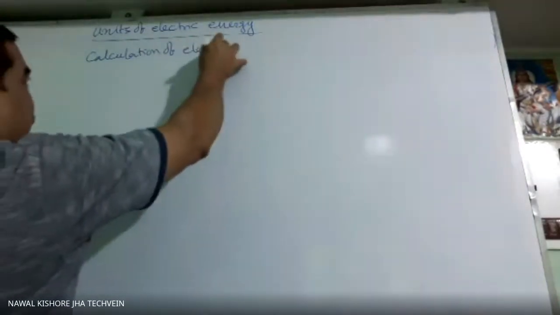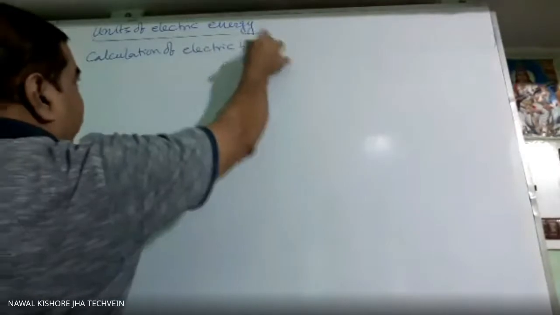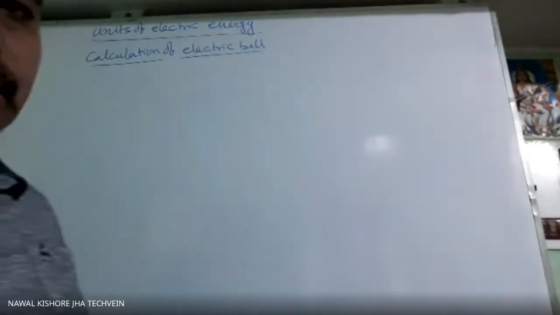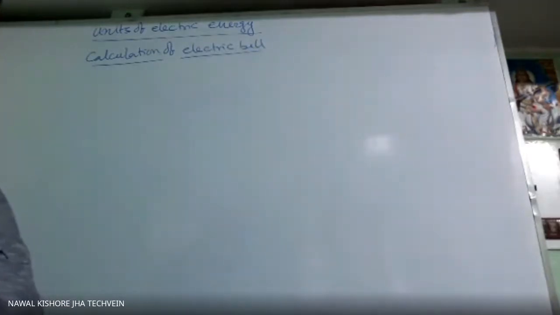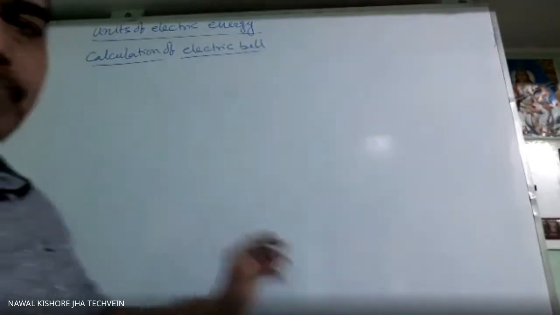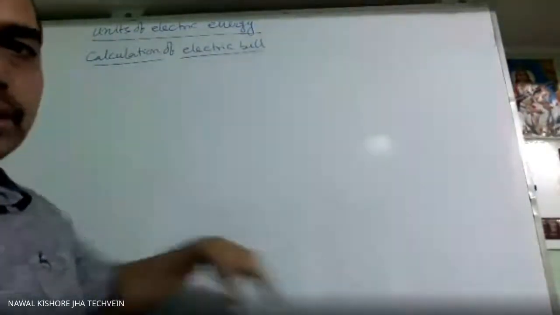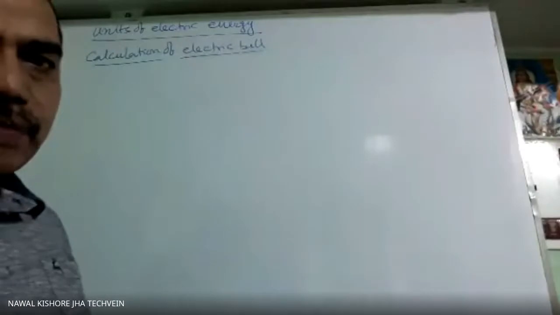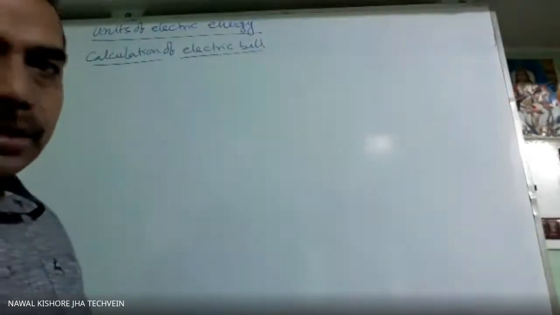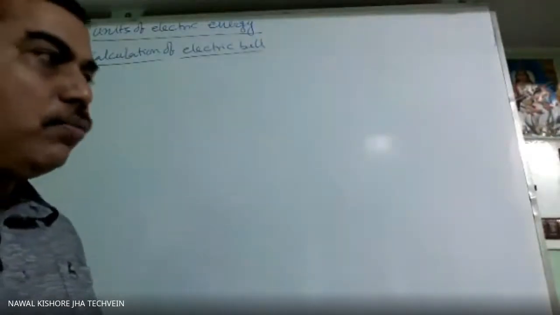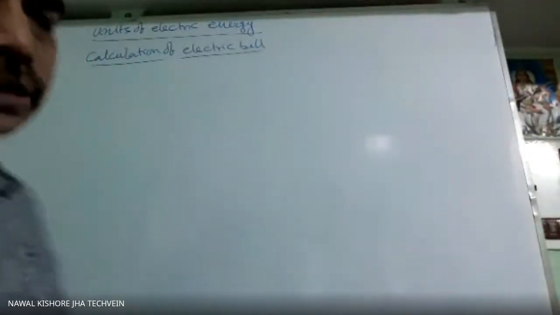Calculation of electric bill. So first we will calculate how many units are consumed. Sometimes you will be given that per day, your fan is working for this many hours, this many tube lights are used for this many hours, an electric iron for this many hours. So we will calculate separately. First we'll find the number of units consumed.